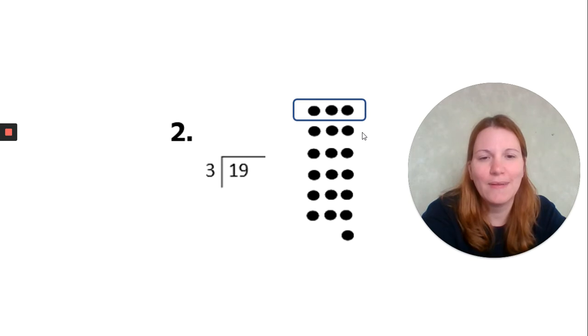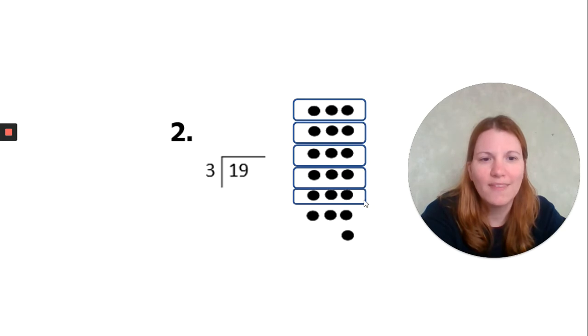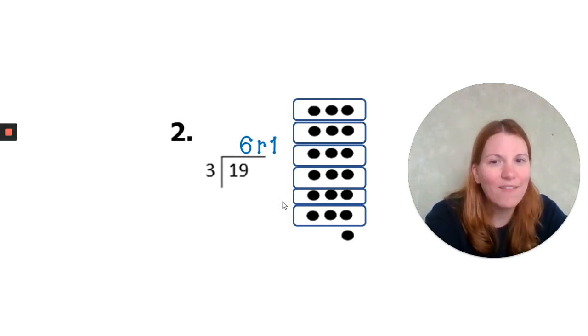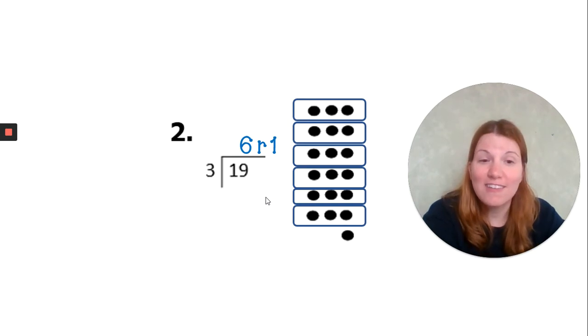There's 1 group, 2 groups, 3, 4, 5, and 6. And I'm not going to be able to make a 7th group. So how many groups of 3 can I make in 19? I can make 6 groups of 3. And when I do that, I'm going to have 1 left over. So my answer is 6, remainder 1. Remember that R stands for remainder. That's the leftover.